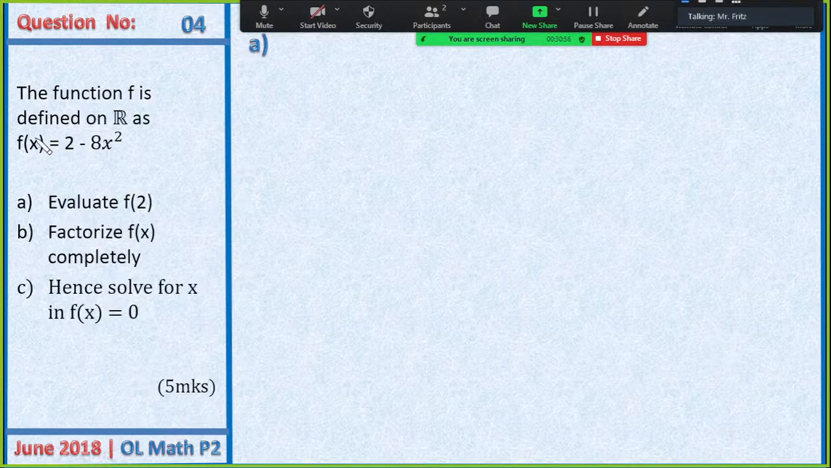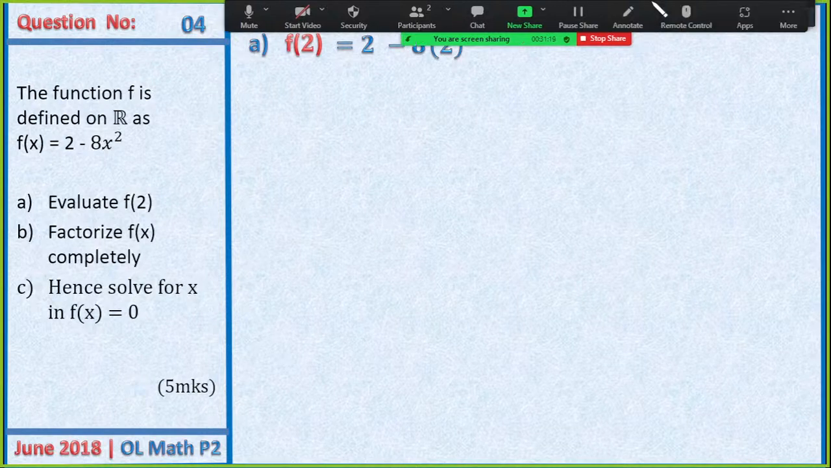In the function where you see x, just replace it by 2. This is how you get f of 2. F of 2 will be equal to 2 minus 8, and I have to replace this x by 2. I have 8x squared, so I'm going to replace that x by 2 and square it. Can you see that? Yeah, I'm seeing it. So that is f of 2. You can now simplify. This will be equal to 2 minus 32, which is equal to minus 30. That's f of 2.